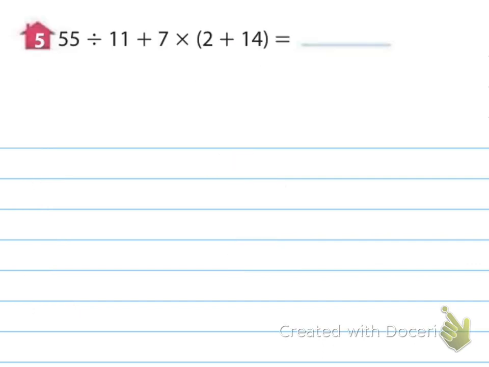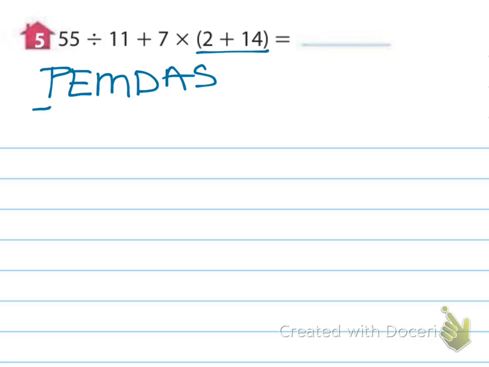So starting with number 5, it gives us 55 divided by 11 plus 7 times, in parentheses, 2 plus 14. And so just like always, I'm going to go ahead and write out my Please Excuse My Dear Aunt Sally, my PEMDAS. I like to always start with that because that's a good reminder of what I need to do first. So starting here at parentheses, I see that I have 2 plus 14 inside my parentheses. So I'm going to go ahead and do 2 plus 14, and that's 16, and I'm going to put it back inside the parentheses.